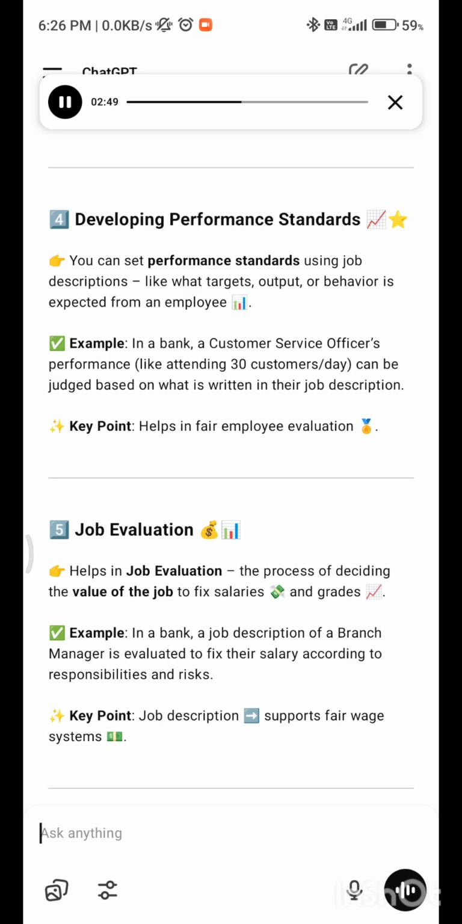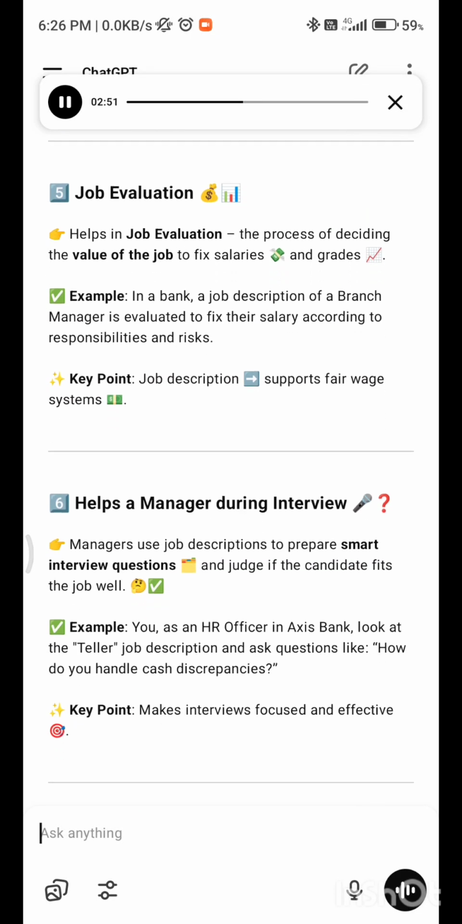5. Job evaluation. Helps in job evaluation, the process of deciding the value of the job to fix salaries and grades. Example, in a bank, a job description of a branch manager is evaluated to fix their salary according to responsibilities and risks. Key point: job description supports fair wage systems.